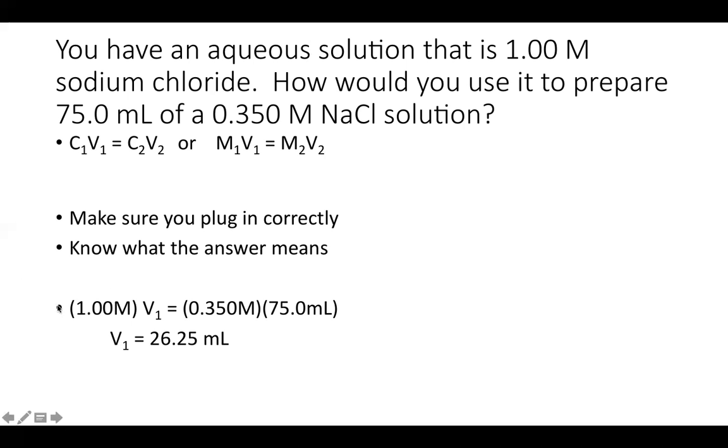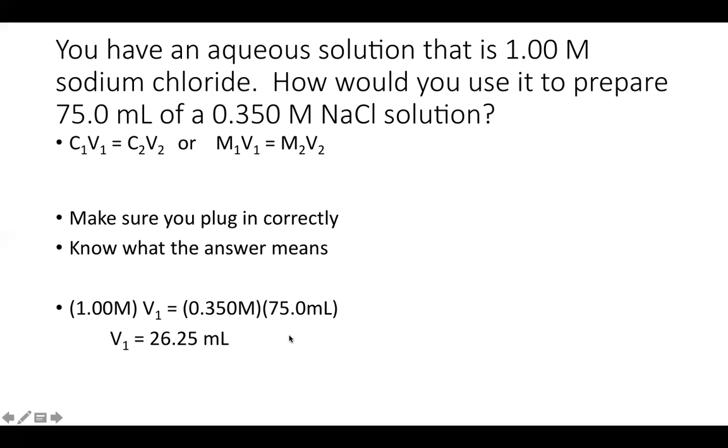So again, I put in 1 molar for our first concentration. We're looking for how much of that 1 molar solution we need. And then we want to end up with our final concentration, which should be 75 mils, the volume, and it should be 0.350 molar. When I carry out this calculation, it's 0.350 times 75.0 divided by 1. I get my volume is 26.25 milliliters.